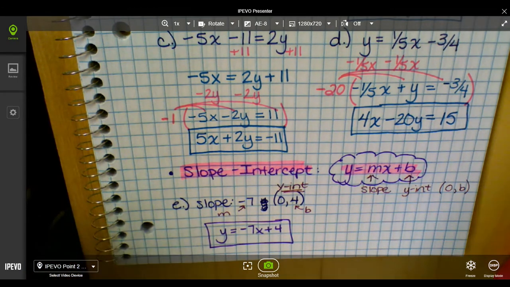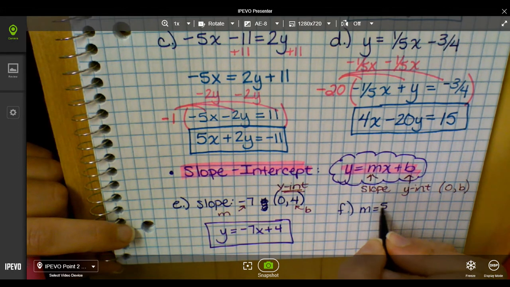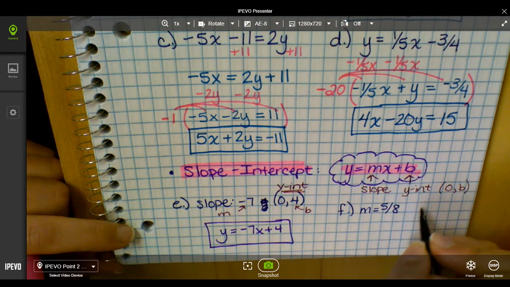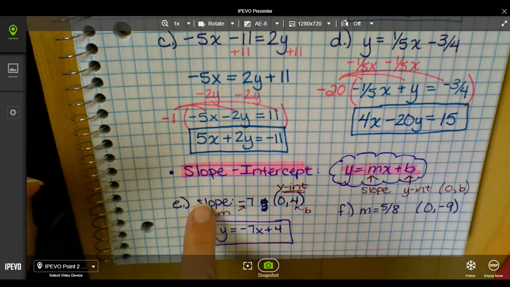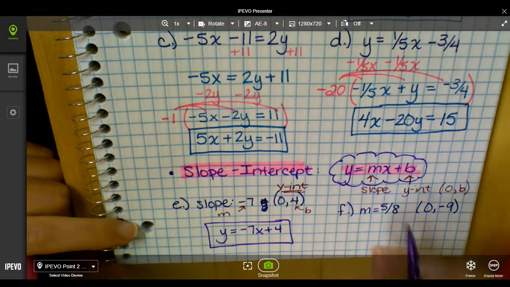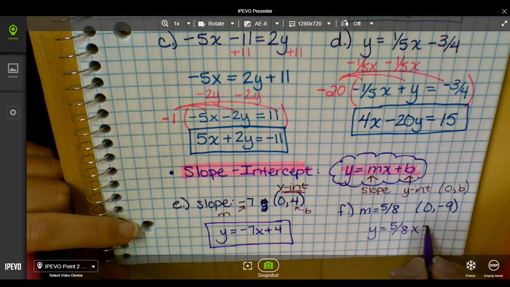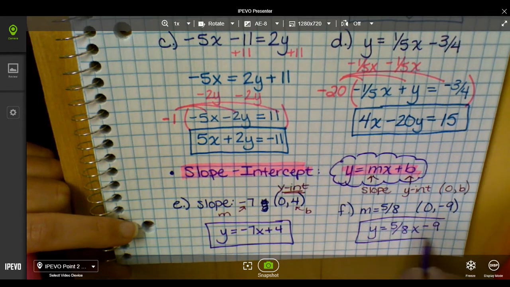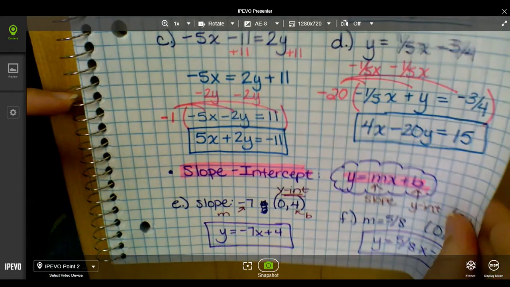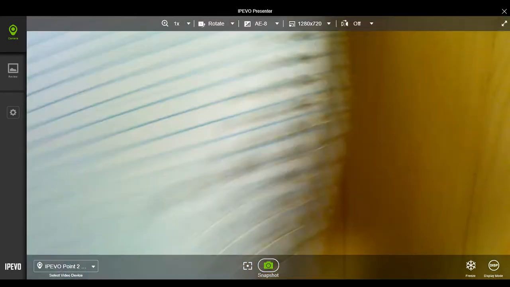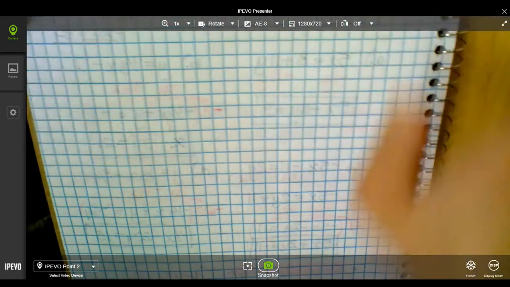Okay, for the next one, same thing. So I can just say it to you plainly. m equals 5/8, and I'm giving you the point (0, -9). So I can say slope, I can say m, they all mean the exact same thing. You just plug them in, no math required. y equals 5/8 x minus 9. Just don't forget the x. I think that's probably the biggest mistake that you guys make for that one. All right, let's keep on going. And again, feel free to pause if I'm moving on just a little too fast for you.